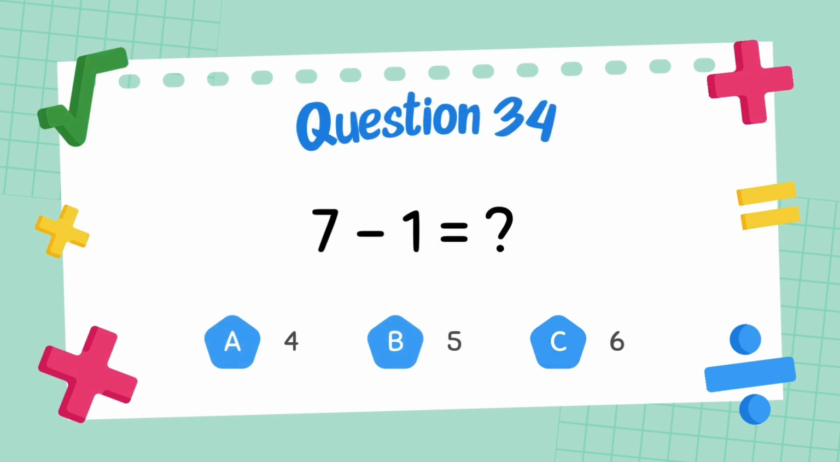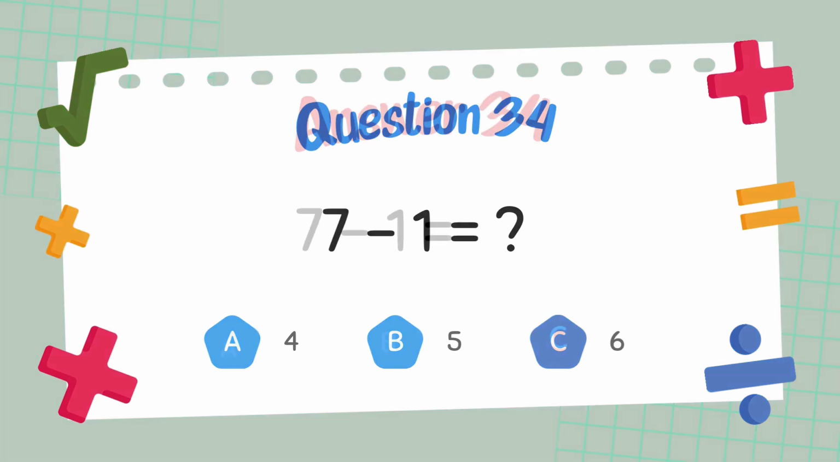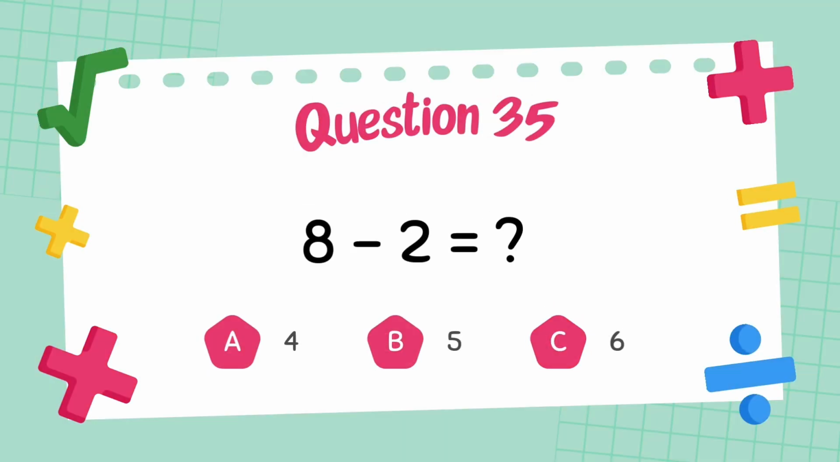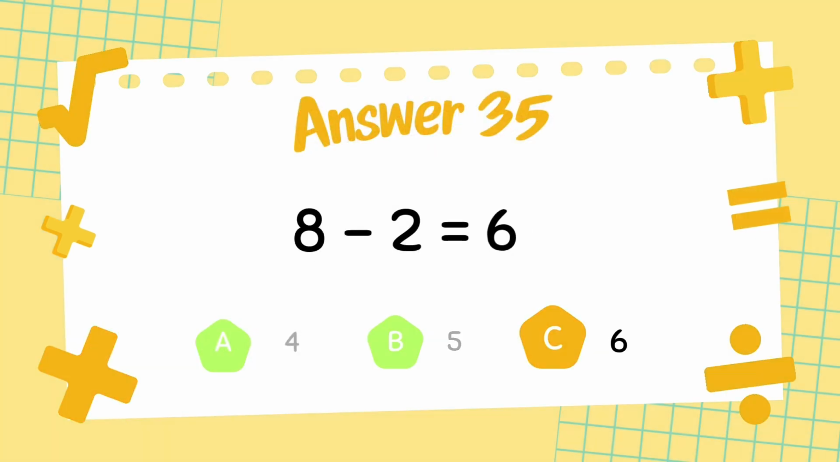What is 7 minus 1? The answer is 6. What is 8 minus 2? The answer is 6.